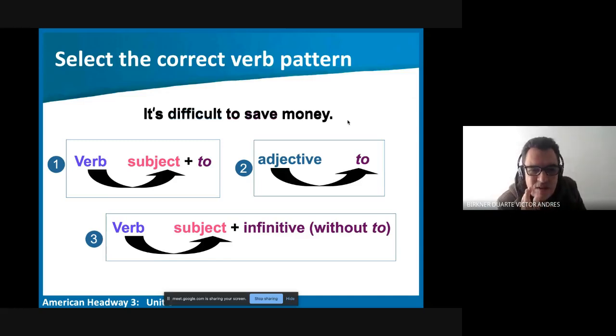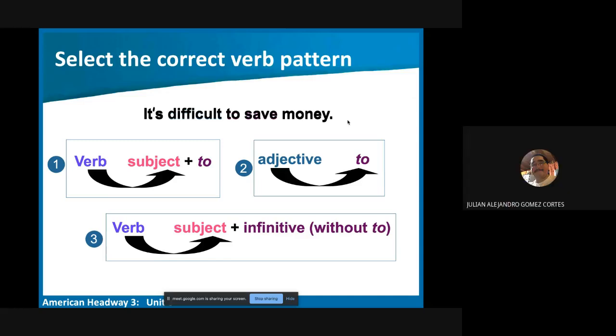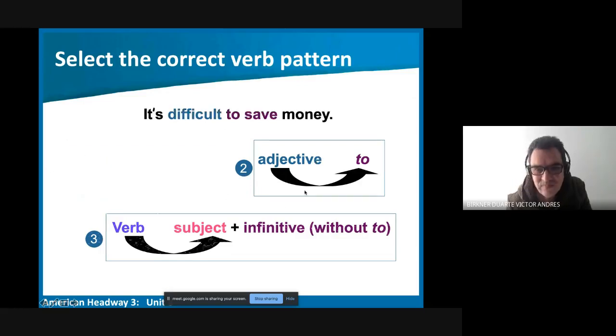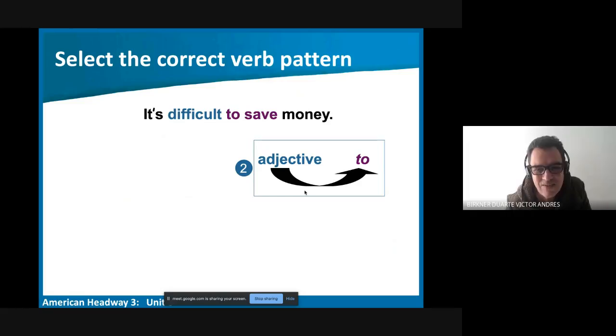Say just one, two, or three. Adjective plus to. Do you think that it is two? All right, let's see. Because here we have an adjective, right? Let's see the answer. All right, thank you very much. Well done. Because here you can see that we have an adjective, and then after an adjective we use the to version, right?